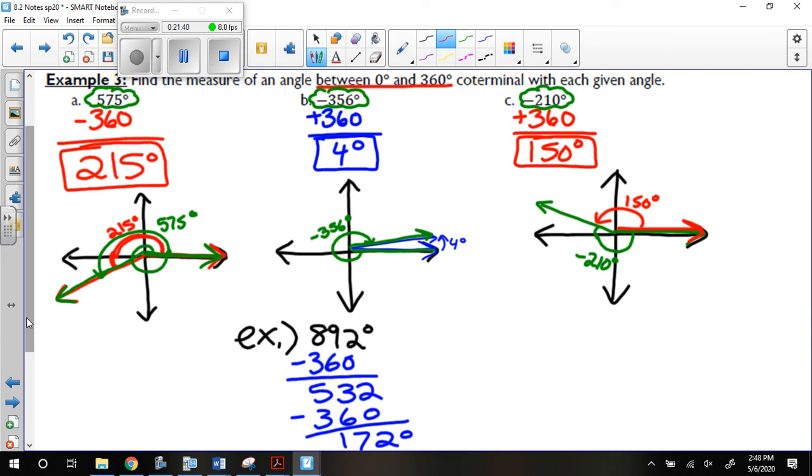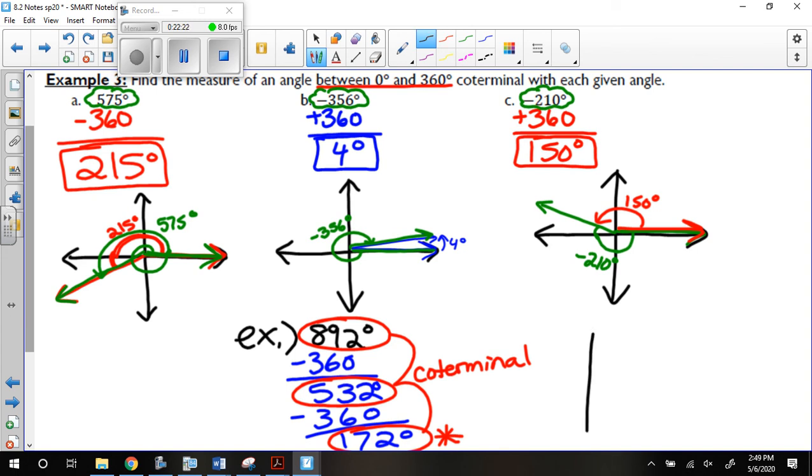So you have three different coterminal angles here: 892 degrees, 532 degrees, and 172 degrees. These are all coterminal. But the only one that meets the condition of being between 0 and 360 would be this 172 degrees. So 892 degrees would go around twice and then go 172 degrees more.